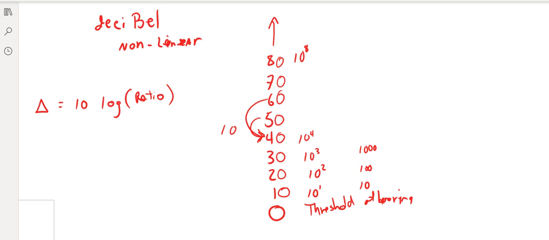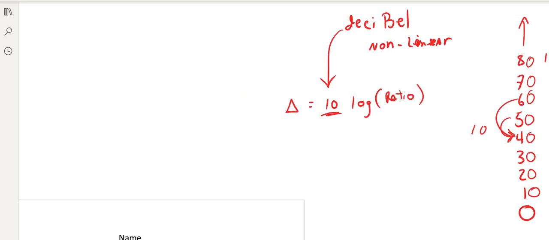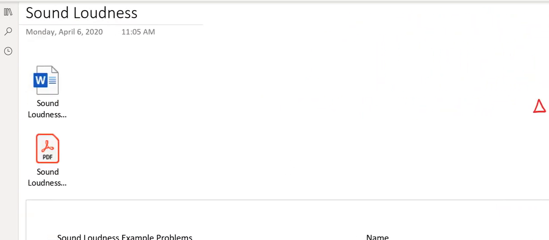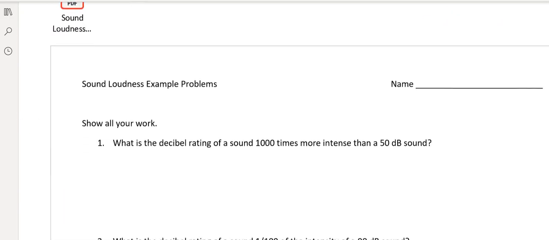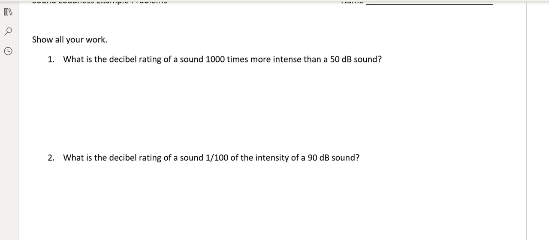And don't let logs be scary. It's simply saying what is the exponent. Okay? And the 10 is simply because we're using the decibel scale instead of the Bell scale. Now I've got some sample problems here for you to look at.